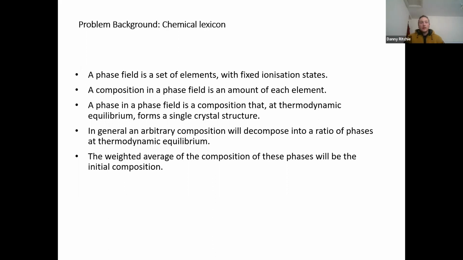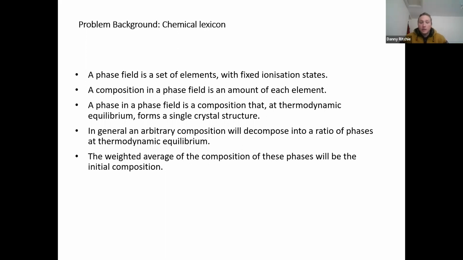So firstly, some chemistry definitions. A word of warning, I think some chemists might disagree with how I'm using these terms, but it allows me to be far more concise with what I want to say to you, and it incorporates some of the assumptions that I've made, just to make it all a bit clearer. So, a phase field is a set of elements with fixed ionization states, so a single ionization state for each element in the phase field. A composition in a phase field is an amount of each element. A phase in a phase field is a composition that, at thermodynamic equilibrium, forms a single crystal structure.